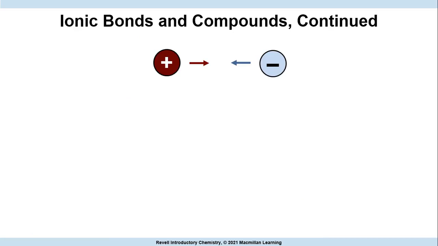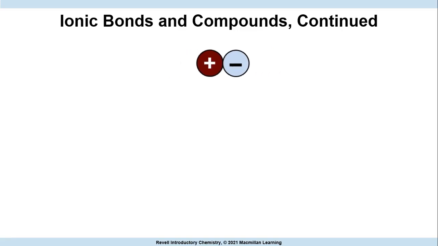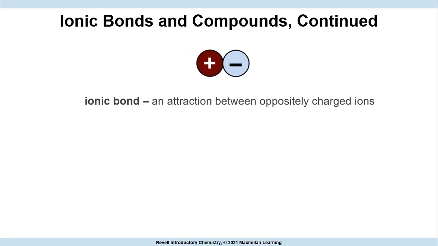Now let's look at ionic bonds and compounds. So how do compounds form? When we hear of ionic bonds, we have said that ions are formed by having a charge. So when we have 2 ions of opposite charges, what happens? They will attract each other, and when they attract each other, they form an ionic bond. So an ionic bond is an attraction between oppositely charged ions.